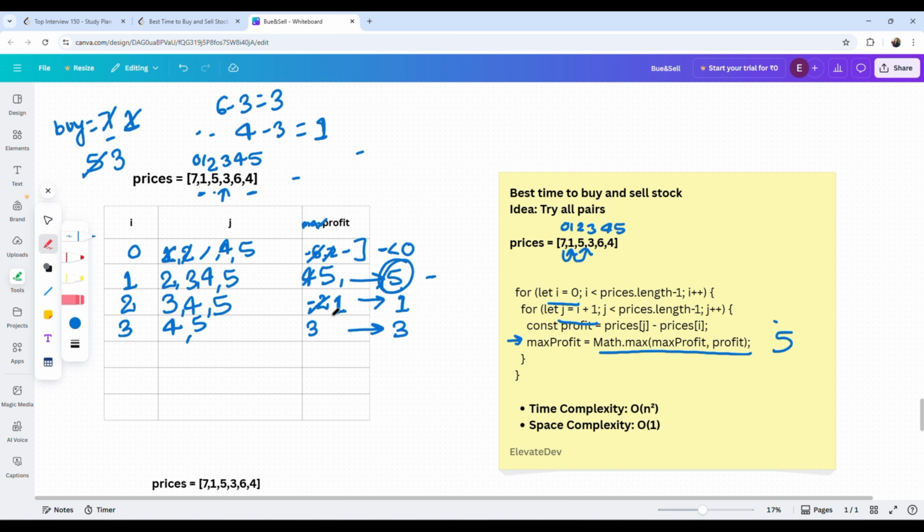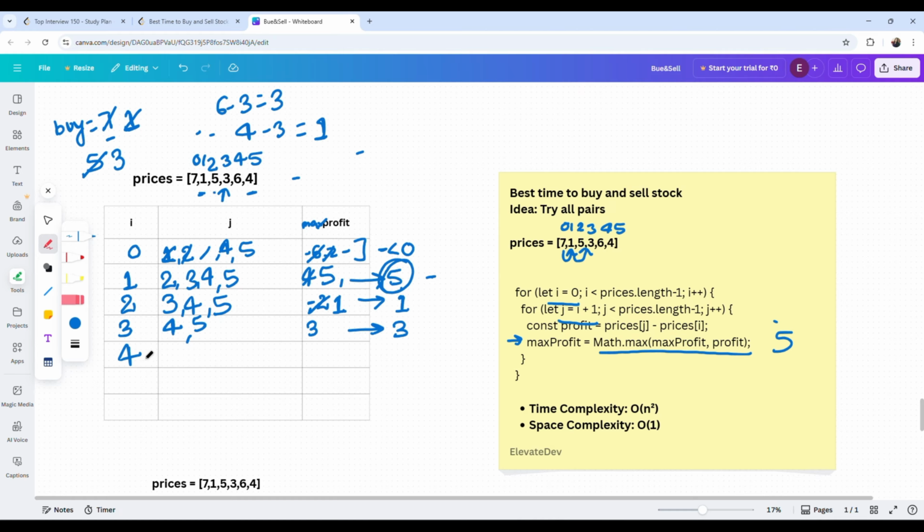In this loop all the profits were below 5, it was 1. So 5 is not going to get updated here as well. 3 is not going to update 5. Let's see if after this we can achieve something or not.